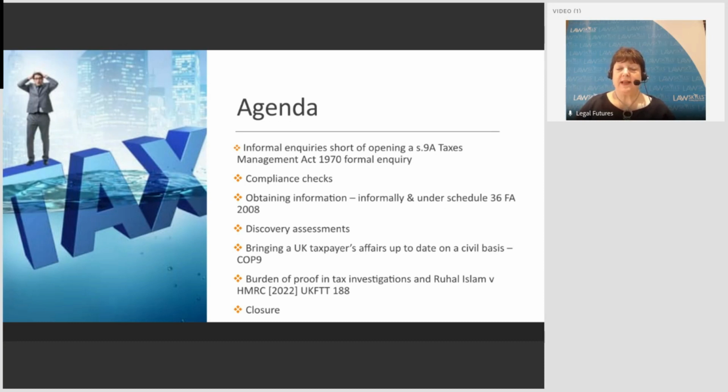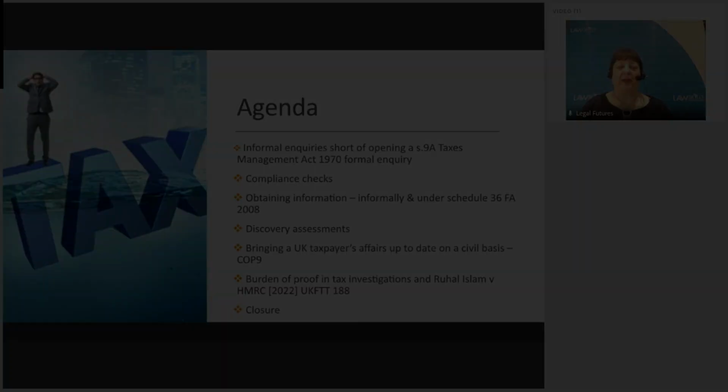We'll mention discovery assessments and the important case of Tooth, and bringing UK taxpayers' affairs up to date on a civil basis, looking at the dangerous leaflet, which is the COP9 leaflet, the Code of Practice 9, basically looking at how they might approach a civil settlement, or if not, a criminal investigation. And then we'll look at who has the burden of proof about the allegations of dishonesty or deliberate behaviour. And then we'll see how an investigation is usually closed down.